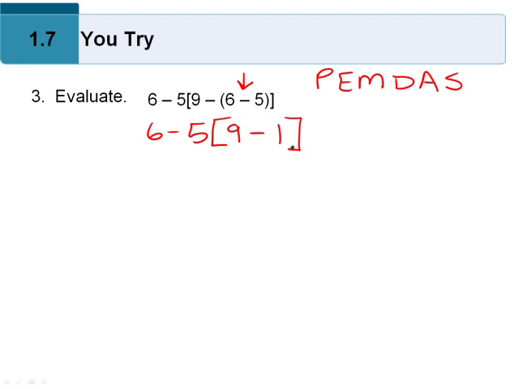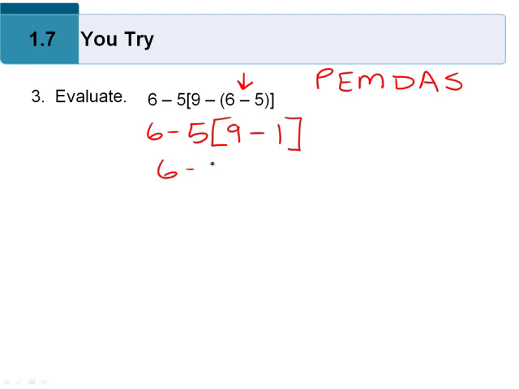So in the brackets, you still have 9 minus 1. Now notice, some people say, well, why can't we start with 6 minus 5 on the outside? That's totally wrong. That's just plain old subtraction. It's not in parentheses or anything. That's going to be one of the last subtractions that we do. So now we're working in the grouping symbol still in the brackets.